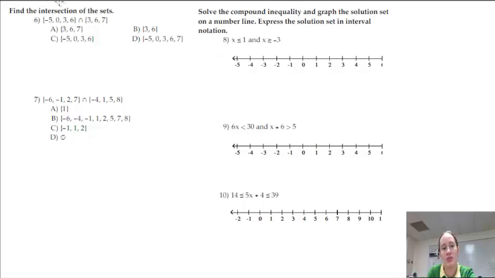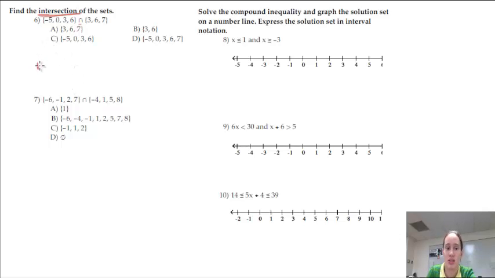6 and 7 ask us to find the intersection of the sets, and that's what the directions will look like on the test. If you can remember that the symbol goes with intersection, that's great, but you don't really even have to remember that. You just have to remember the word intersection.